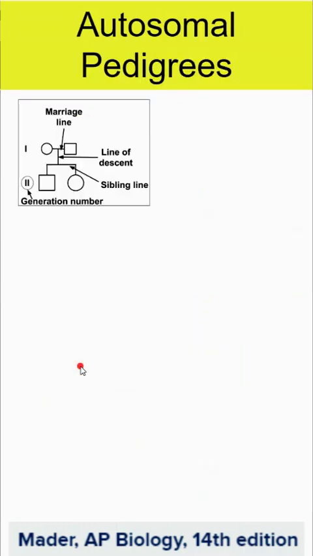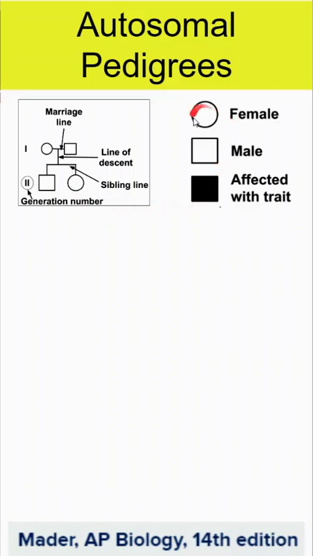As we start thinking about this, we're going to transition into pedigrees a little bit here. When you look at pedigrees, you have generation numbers, marriage lines, and the offspring that are produced, and as these lines come down, these are all the siblings. We also have the male as the square and the female as the circle, and if they have the trait, they're going to be shaded in.